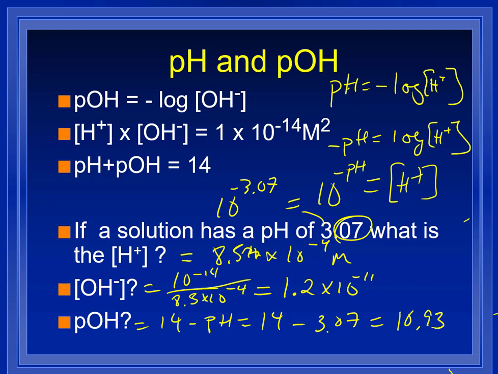Ta-da. Or I could have done the negative log of 1.2 times 10 to the negative 11th. If I type negative log of the answer on my calculator, I get 10.93. It's amazing.